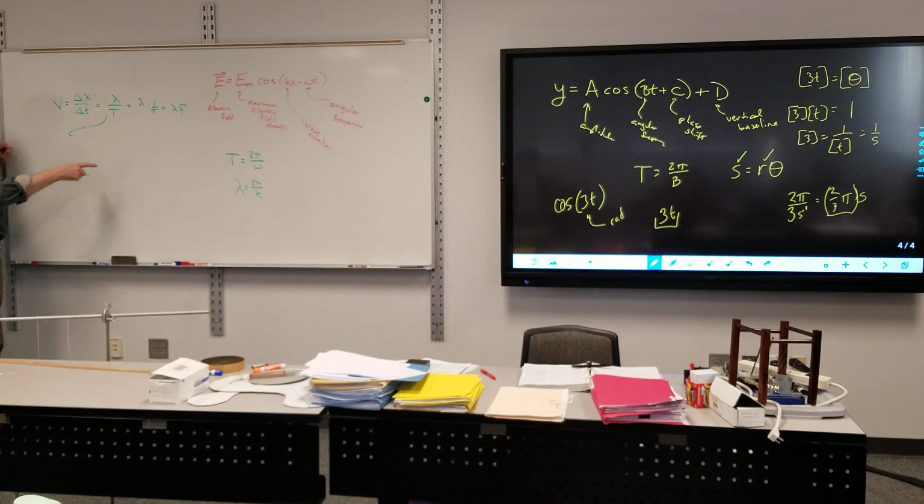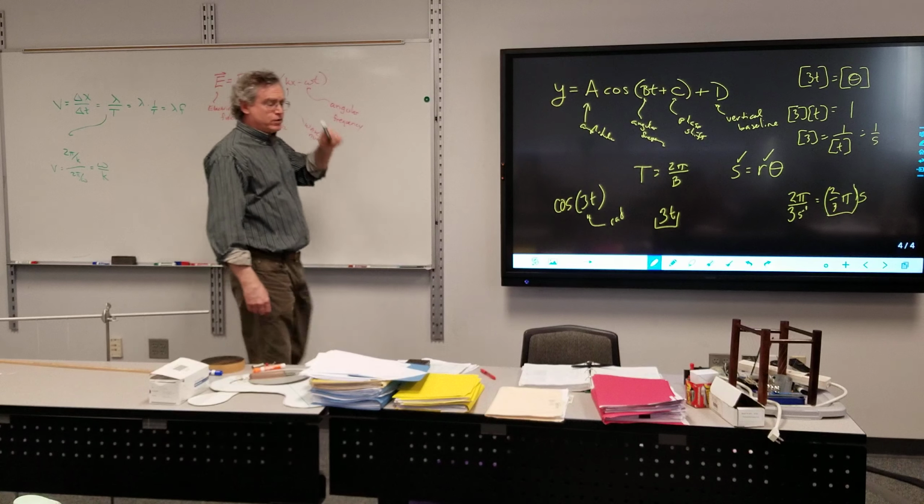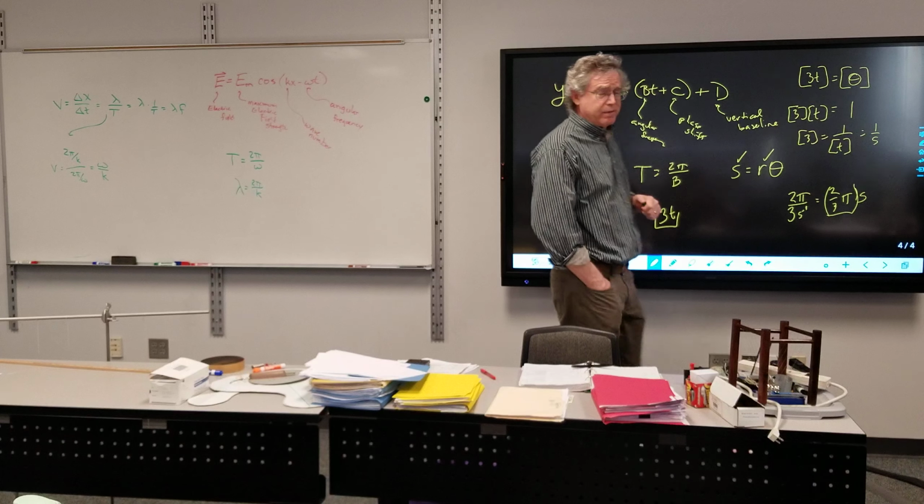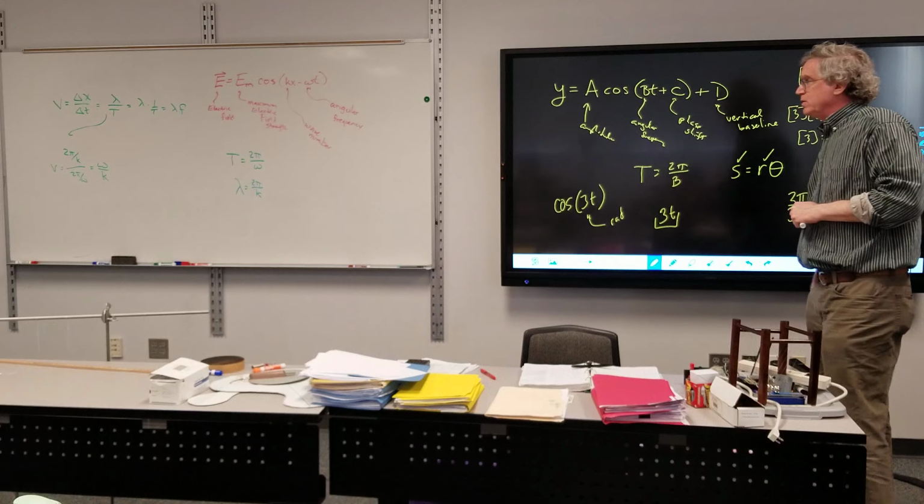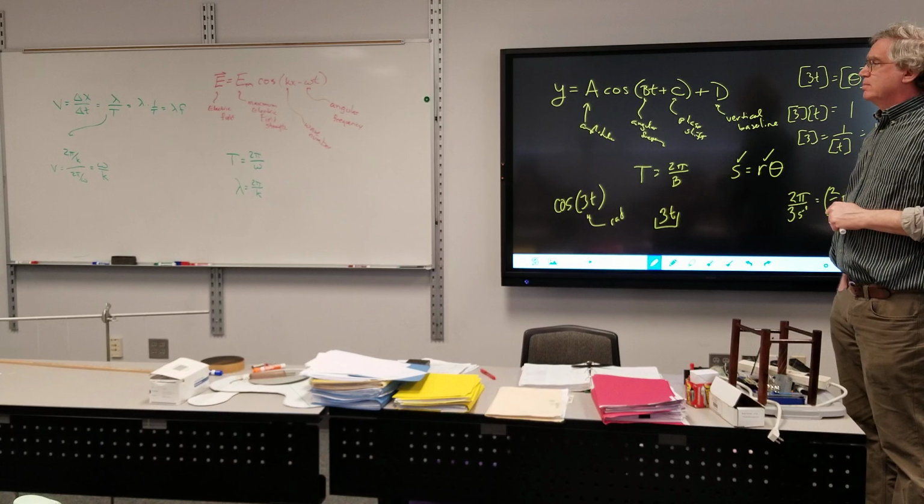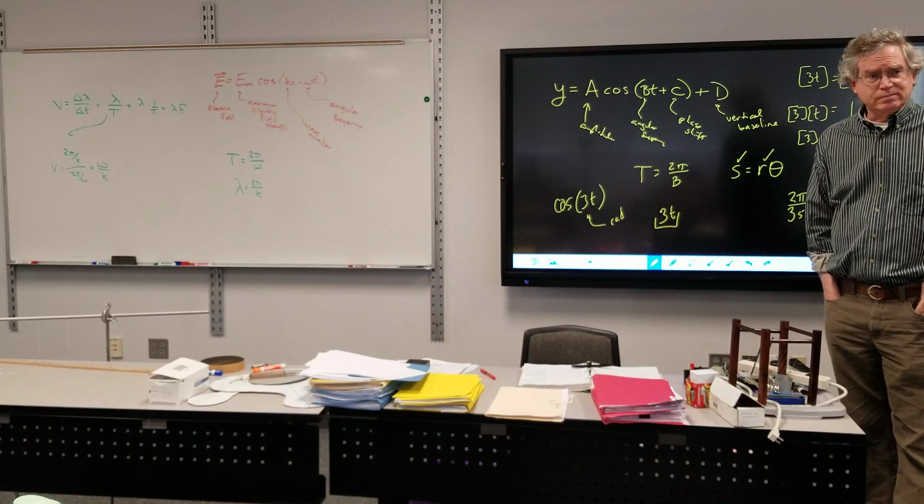From here, I know my wavelength is going to be 2 pi divided by k. My period is 2 pi divided by omega, and we end up with omega over k. So I can figure out the speed of the wave just by taking the coefficient of time and dividing it by the coefficient of position, and I got my wave speed.